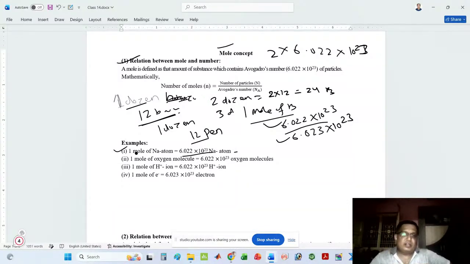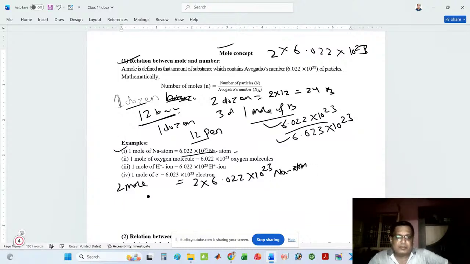Suppose I want to bring 2 mole of sodium atom, that means you must bring 2 into 6.022 into 10 to the power 23 sodium atom. Similarly, if I want to bring 3 mole of sodium atom, then accordingly you bring 3 into 6.022 into 10 to the power 23 sodium atom. Similarly, you will apply the mole in other cases.